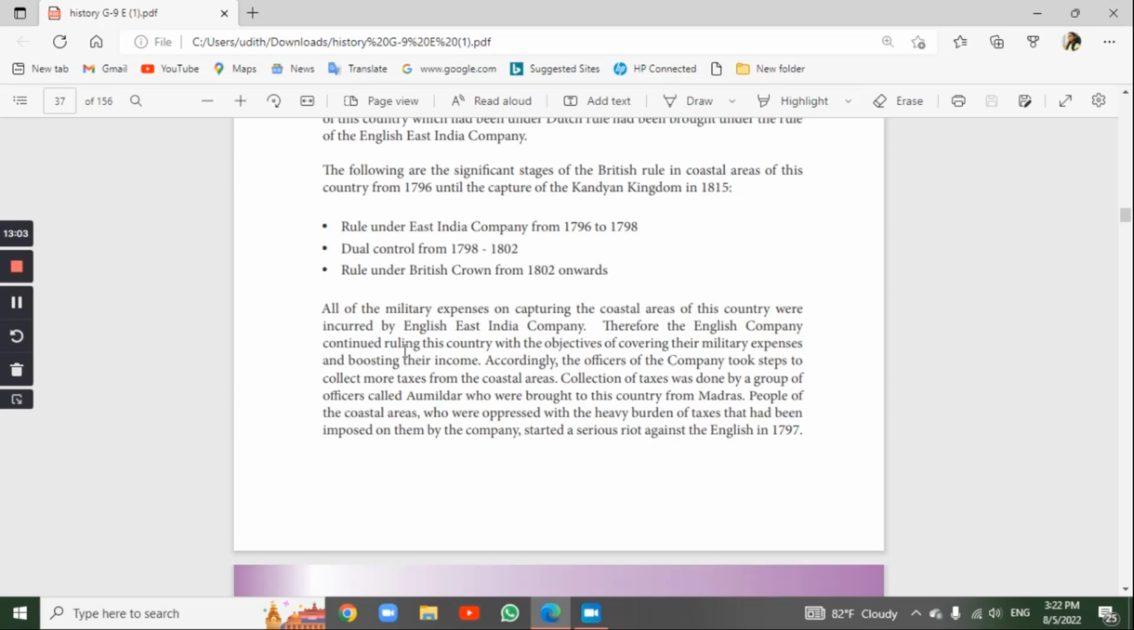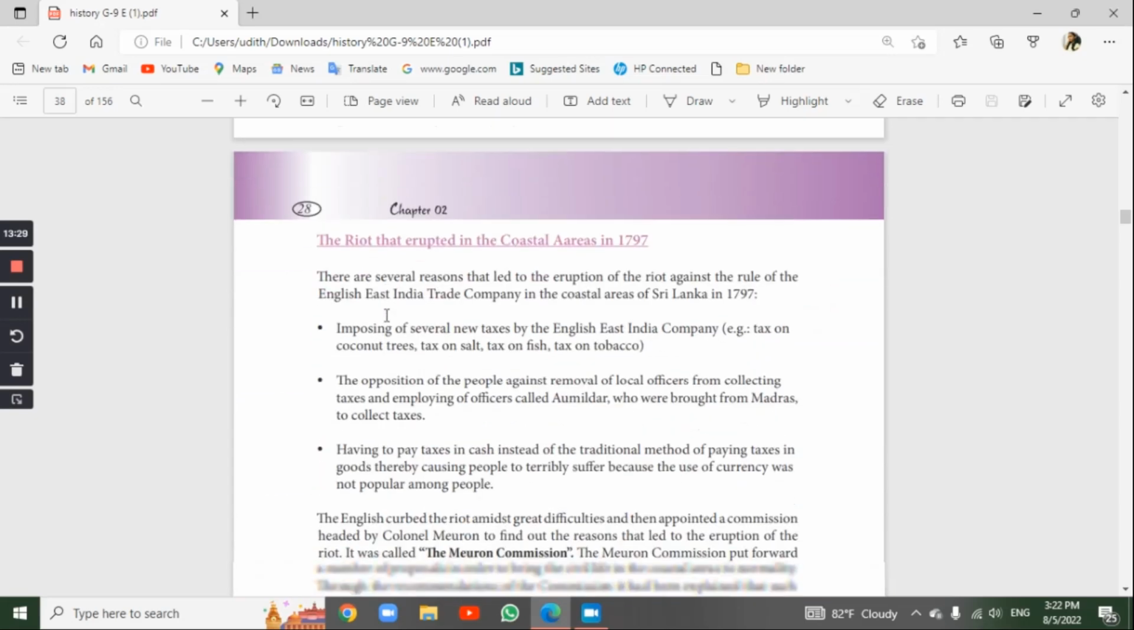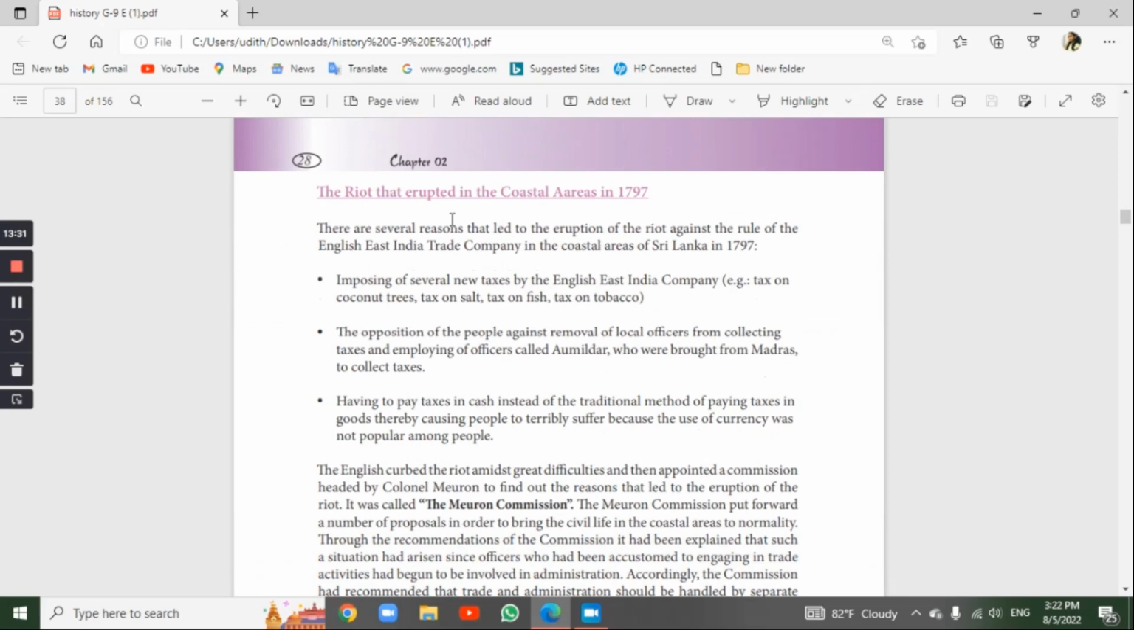There were some taxes collected by different officers. There were officers who collected taxes from the coastal areas, and the taxes were collected by a group of people called Avamildas. These people were brought from Madras, and there was a riot against the English. In 1797, a riot erupted in the coastal areas of Sri Lanka.